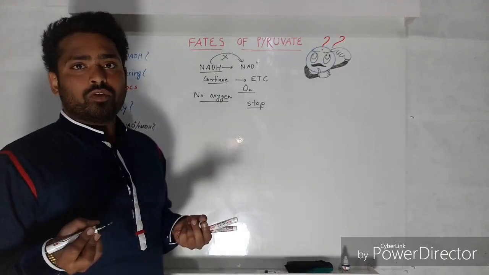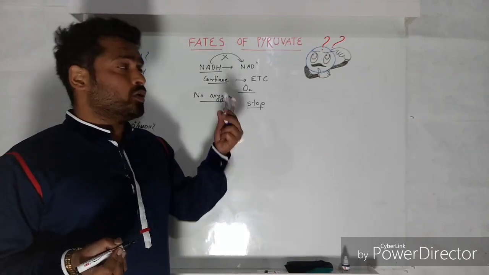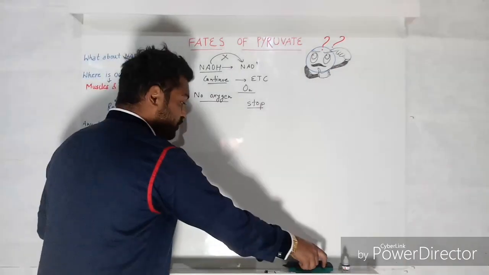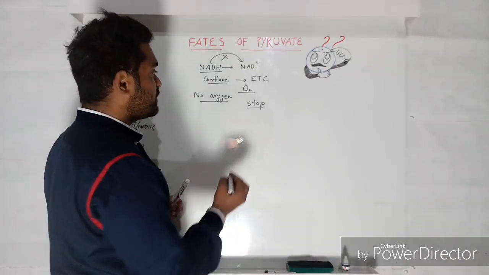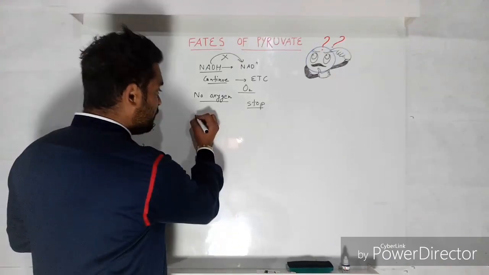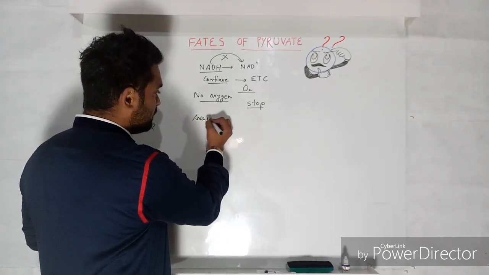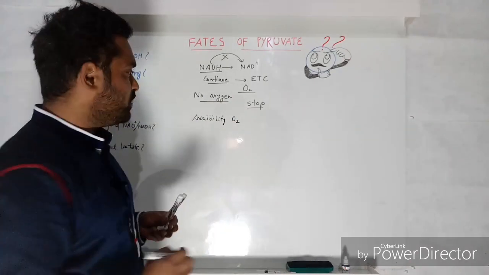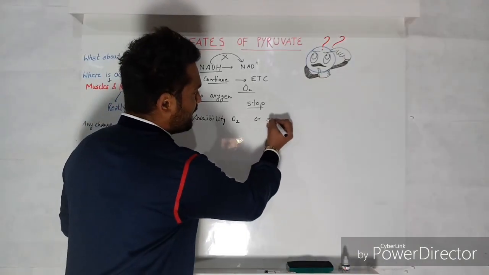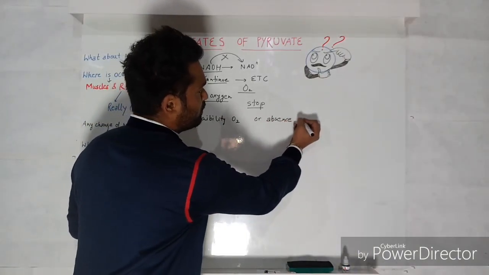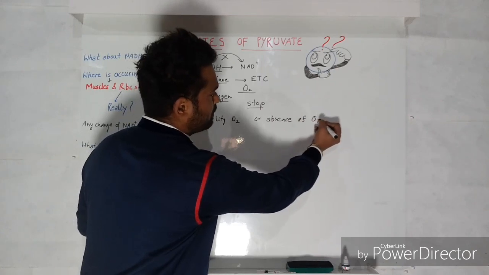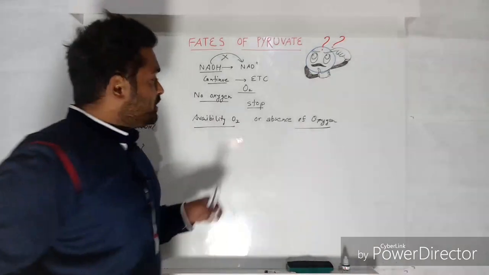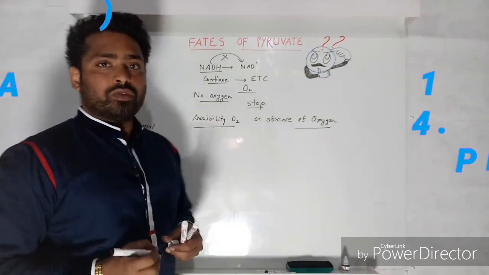A very well known fate of pyruvate is that it goes to the TCA cycle, but there are others. The fates depend on the availability of O2, that is oxygen, or the absence of oxygen. That is what we are going to discuss. The types of fates you can see on the screen.